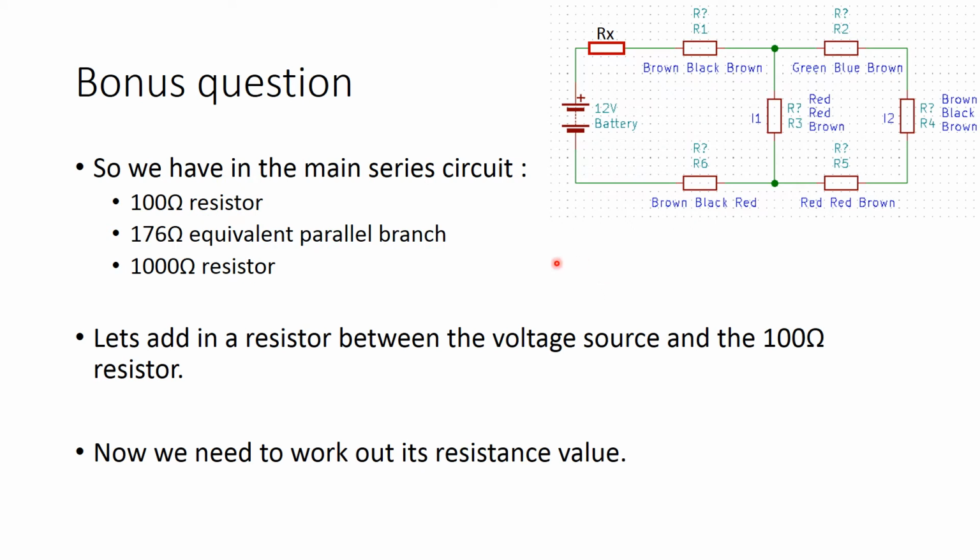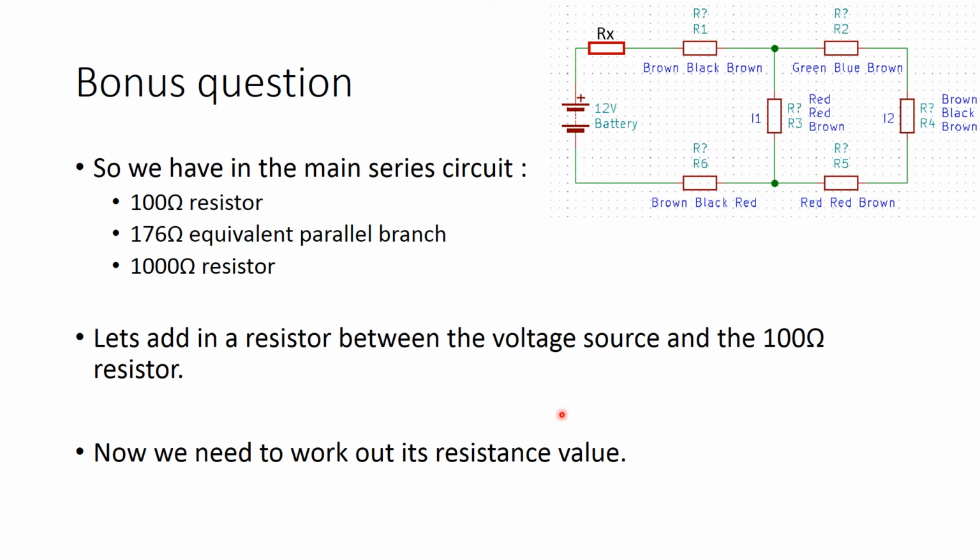So there's our main circuit. In the main circuit, we have a 100 ohm resistor R1. This parallel branch would be calculated as 176 ohms, and then a 1000 ohm resistor here. But we can add in a resistor right here, right next to the battery, and before R1. You can also have it sort of here. Doesn't really matter, there or there.